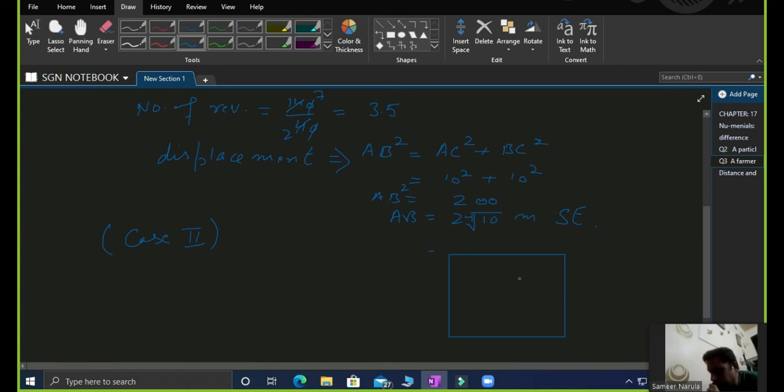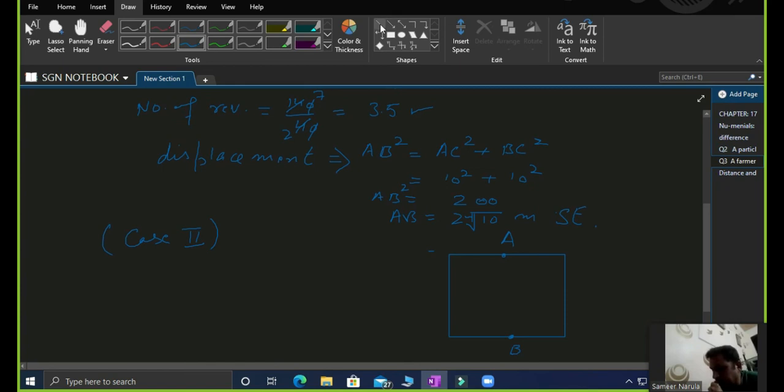Now, for example, if we say that the farmer himself is moving from here, that is the middle of a side. I mean, it's not moving from the corner of the field. Now it is moving from the middle of any side. From here, first of all, how many revolutions will be there? That is 3.5. This is your 1, this is your 2, this is your 3. Now this is 3.5. So that will be your final position.